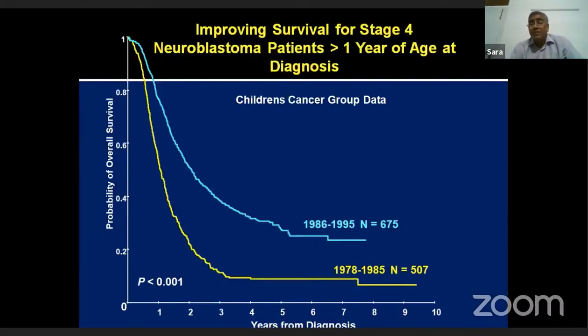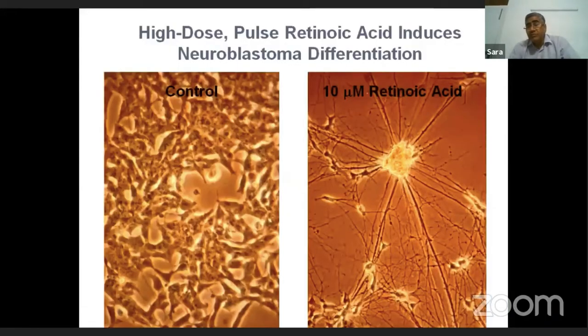For stage 4 patients, if they're more than 1 year of age, then they tend to do poorly. These are high-risk patients. And if you see over a period of time, gradually the results have improved. Previously, they were about 10%, then they have improved about 30% in the 90s. One of the new drugs which has come is cis-retinoic acid.